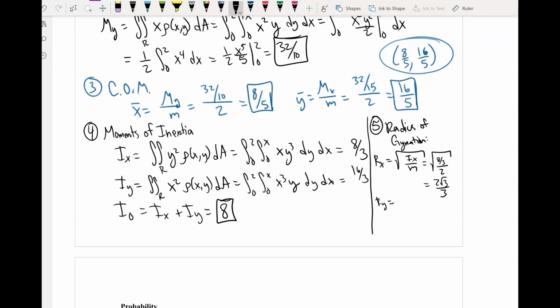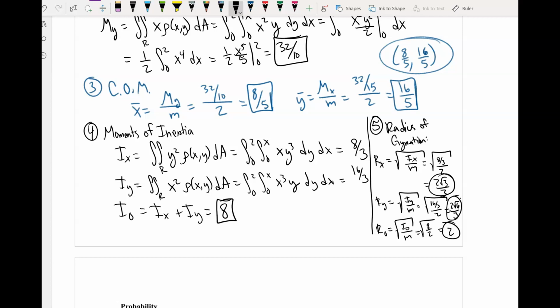R sub y is going to be the square root of I y over m. So I y was 16 over 3 divided by 2. That's going to give me 2 root 6 over 3. And then about the origin would be I0 over m. That's the square root of 8 over 2, which is actually 2.